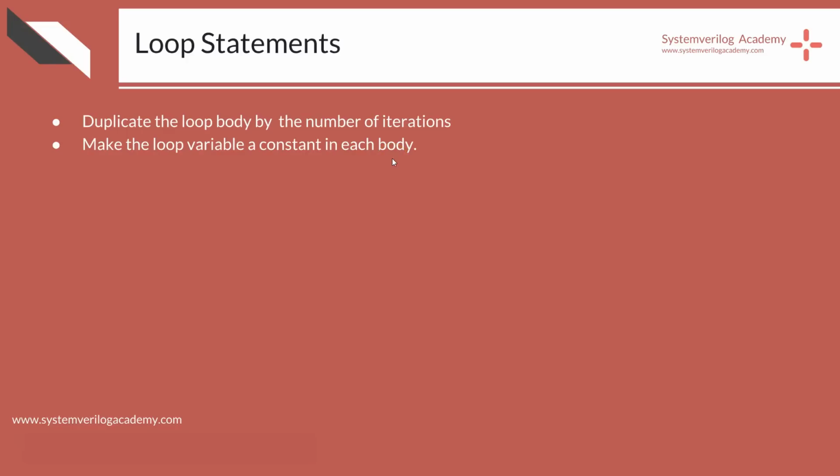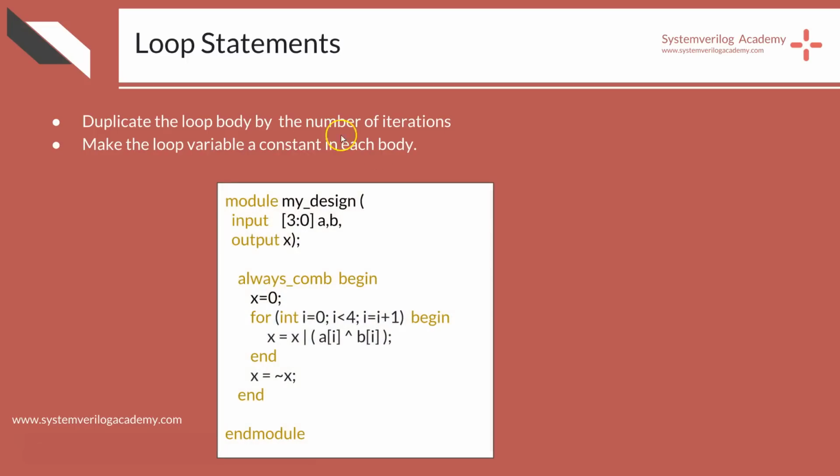Duplicating the body of a loop is called loop unrolling and is an important technique in code optimization. Let's look into an example. Here is a module with name my_design. It has two inputs, ports A and B, which are of width 4, and a single bit output named X.